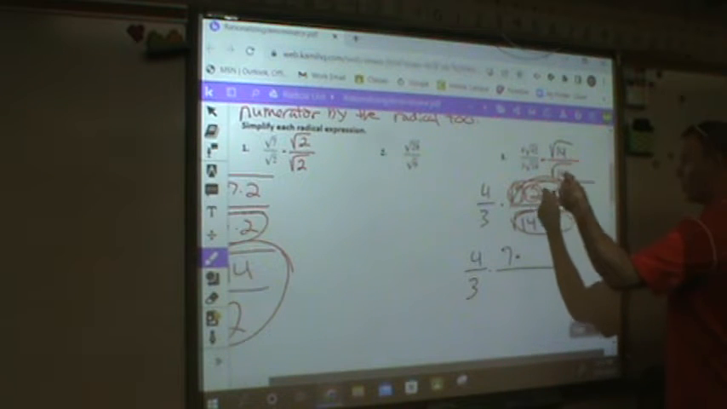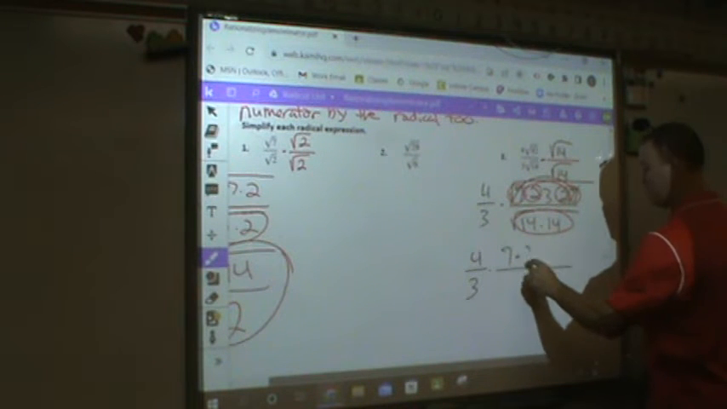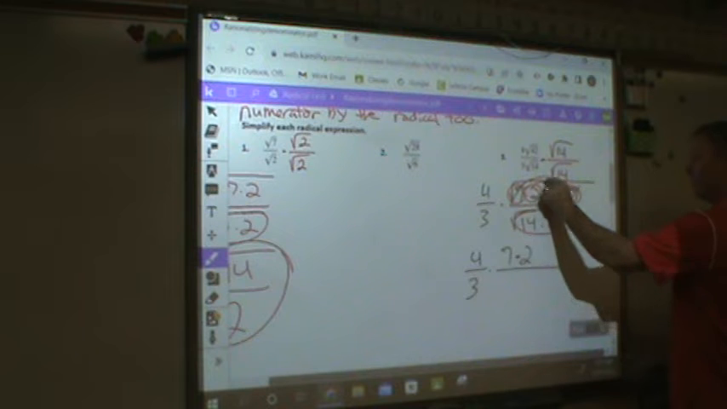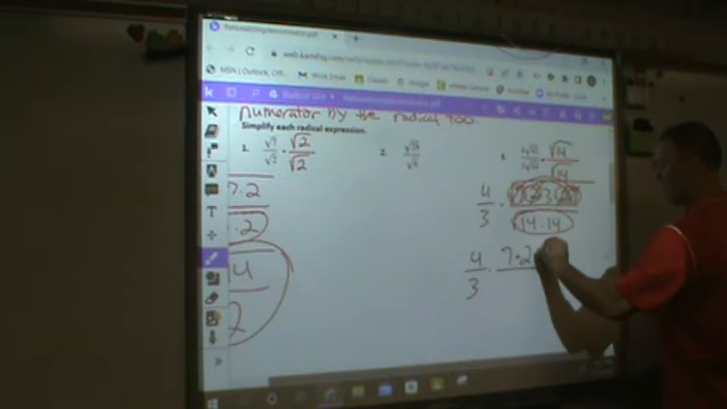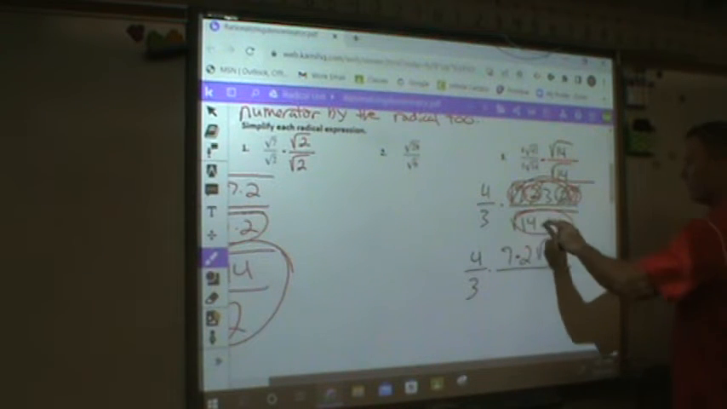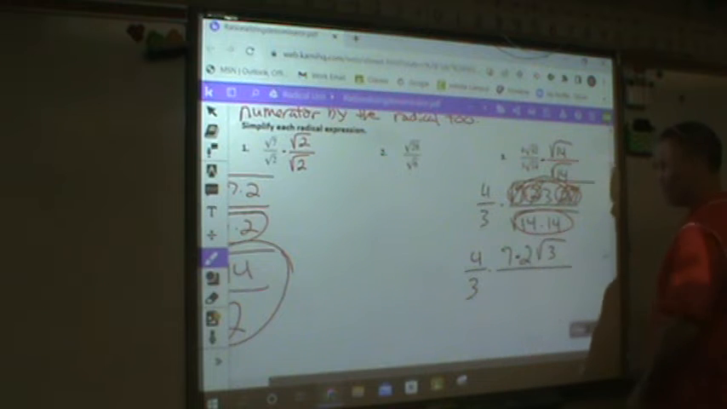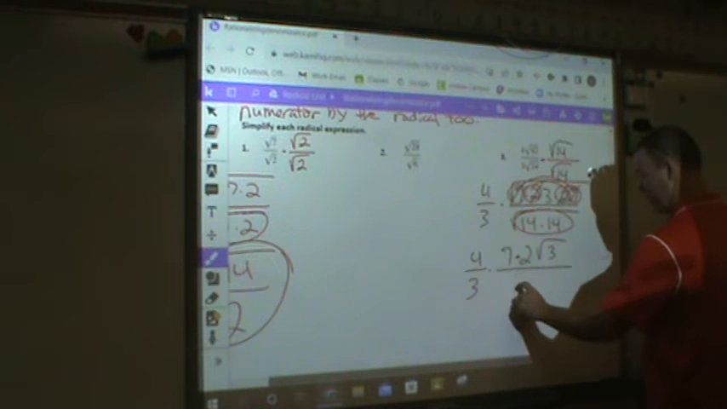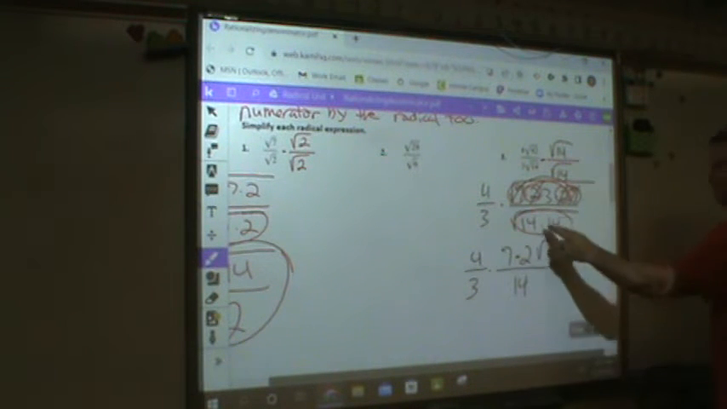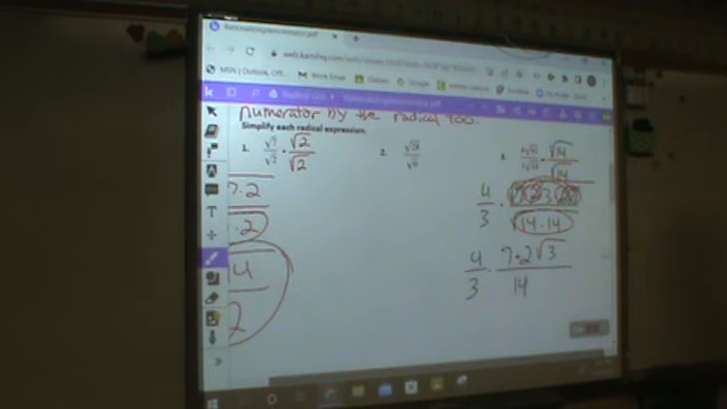The two 2s create 4. The square root of 4 is 2, not 4. Stop and think. What's left? The square root of 3. The two 14s create a perfect square. Whatever 14 times 14 is, I don't care. The square root of it is 14, because two of the same makes one.